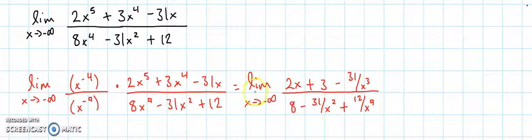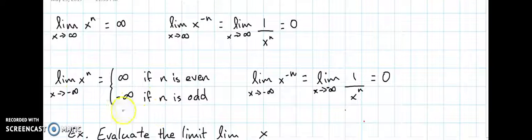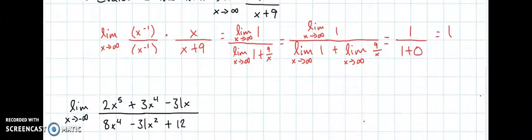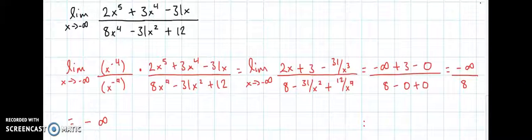This gives us the limit of 2x plus 3 minus 31 over x cubed all over 8 minus 31 over x squared plus 12 over x to the power of 4 as x approaches negative infinity. According to this theorem here, the limit of x to the power of 1 as x approaches negative infinity is negative infinity. So down here, the limit of 2x would be negative infinity.